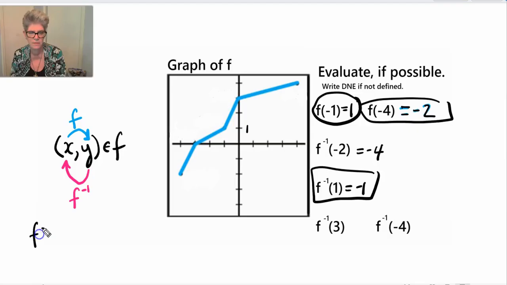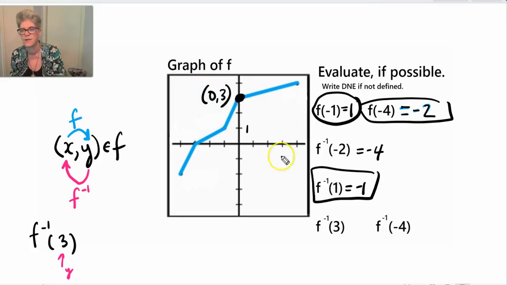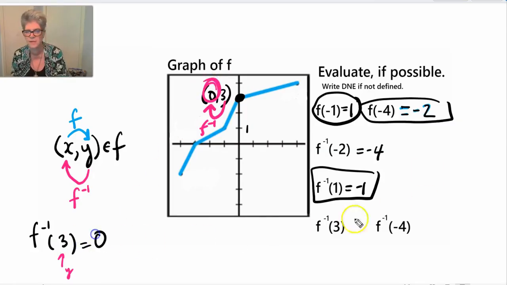f inverse evaluated at 3. So I'm searching for the point whose y-coordinate is 3 if I'm doing f inverse. And this is the graph of f. So -1, -2. Oh, sorry. I'm looking for the point whose y-coordinate is +3. 1, 2, 3. There's the point. That point has y-coordinate 3. The coordinates of that point are (0, 3). And what f inverse does is it maps the y-coordinate into the x-coordinate. So f inverse of 3 is going to be whatever the x-coordinate is, and the answer is 0.